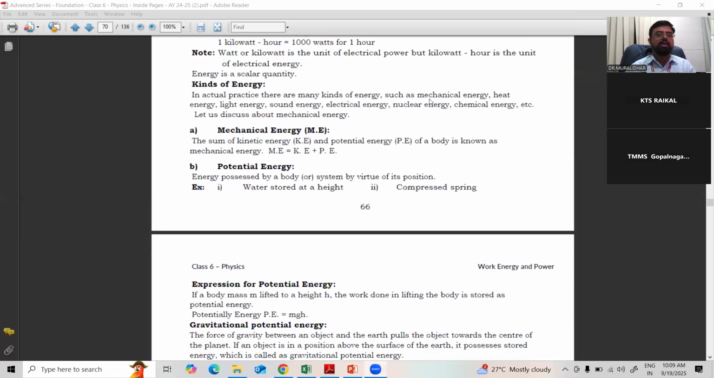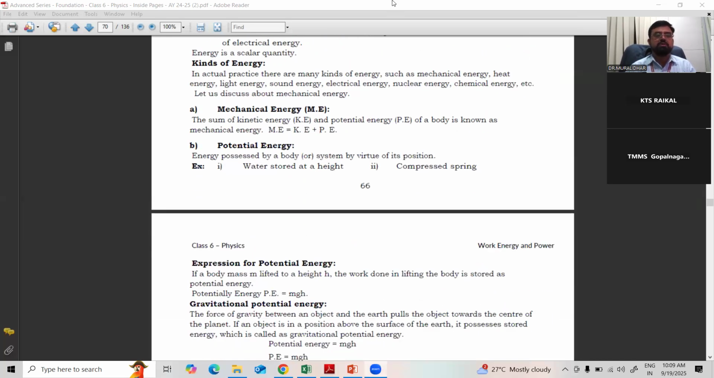Now come to the kinds of energies. There are various types of energies we come across in our day-to-day life. Number one, mechanical energy. Mechanical energy means the energy applied by you. The sum of kinetic energy and potential energy together is called mechanical energy. So mechanical energy is equal to kinetic energy plus potential energy, that is the energy produced by a body in motion plus in position also.